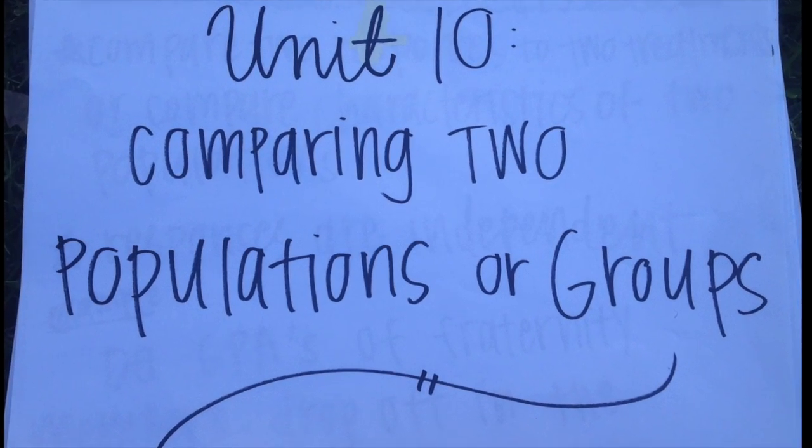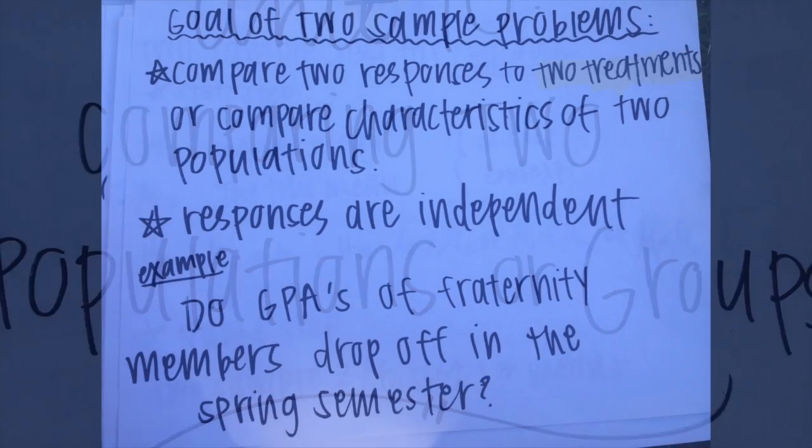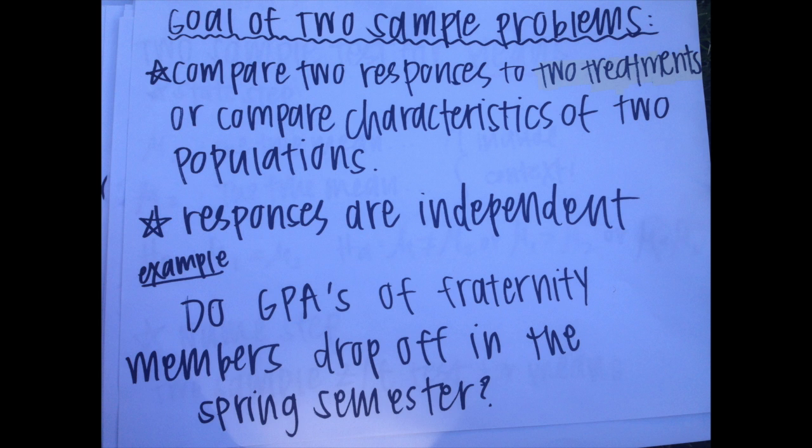Unit 10, comparing two populations or groups. The goal of two-sample problems: basically you're trying to compare two responses to two different treatments or compare characteristics of two different populations. The responses that you're going to get are going to be independent from each other.